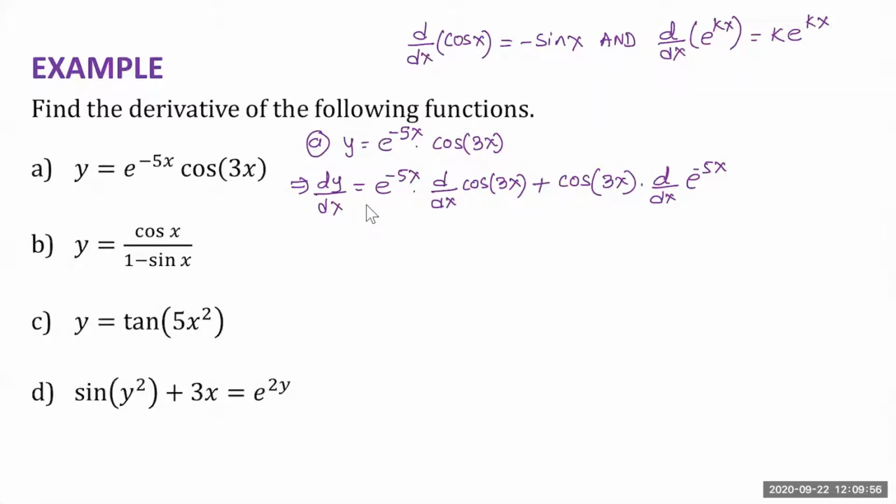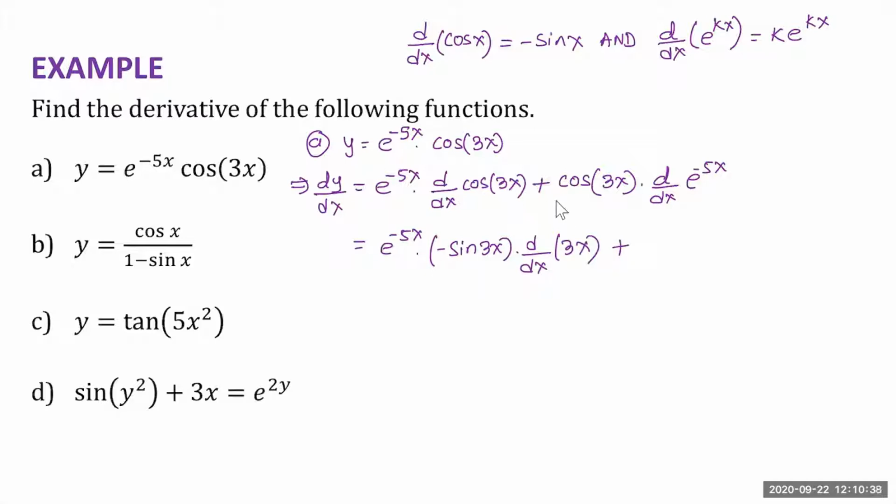Now, in the next step, we have e to the negative 5x multiplied by the derivative with respect to x of cosine 3x. If it is only cosine x, it will be negative sine x. But here you have cosine 3x. This is a composite function. Your outside function is cosine and inside function is 3x. So here we have to use the chain rule. Chain rule says the derivative of the outside function, the derivative of cosine, which is negative sine, so negative sine 3x. Then we multiply by the derivative of the inside function, which is 3x.